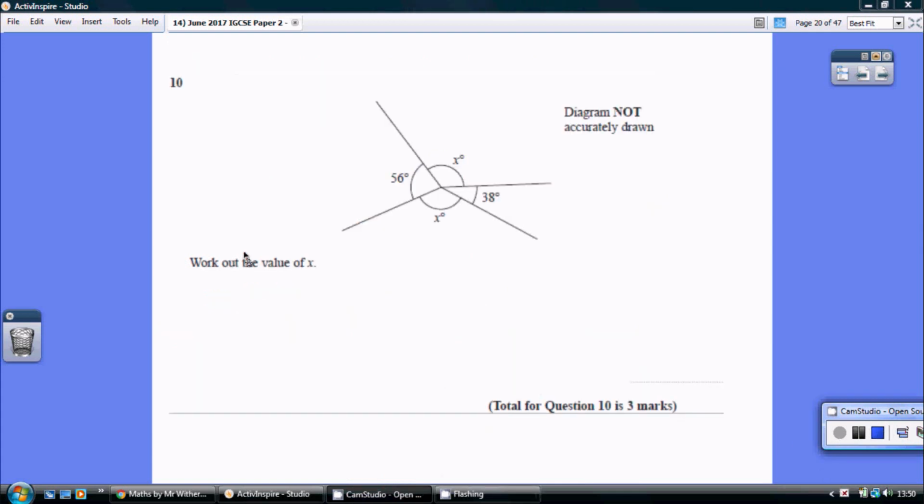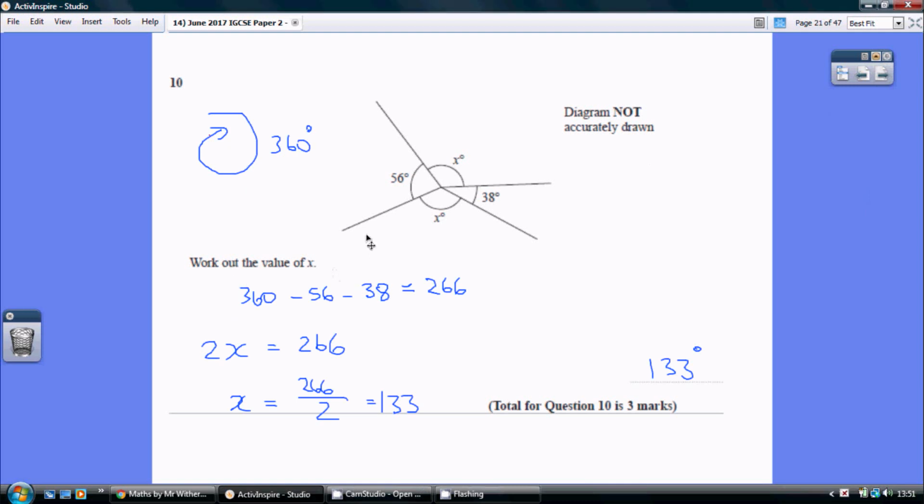Question 10. And we've got to work out the value of x. Now the angles about a point add up to 360, so all of these must add up to 360. So 56 plus x plus 38 plus x altogether must equal 360. So we're going to kick off just by taking away all of these from 360. So if we do 360 and we take away the 56 and we take away the 38, that leaves us with 266. And that's what these two x's are.